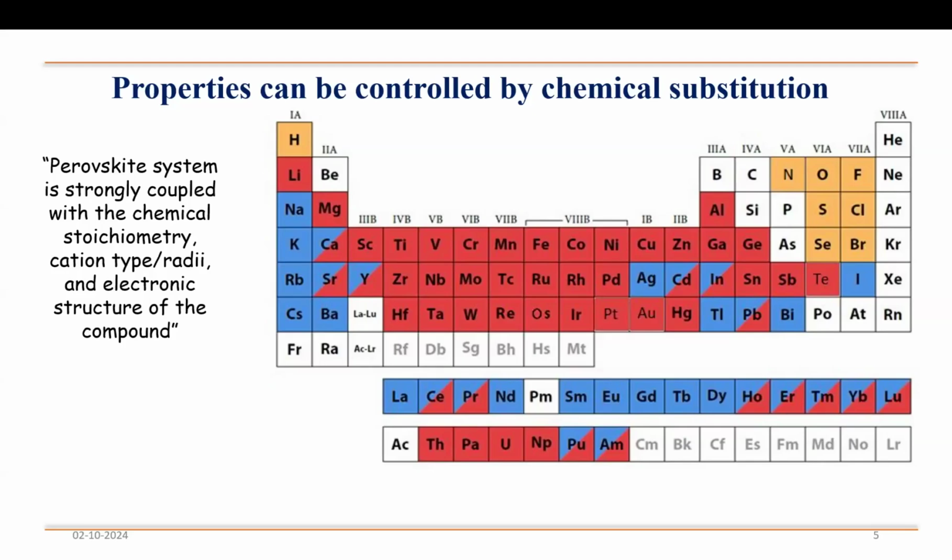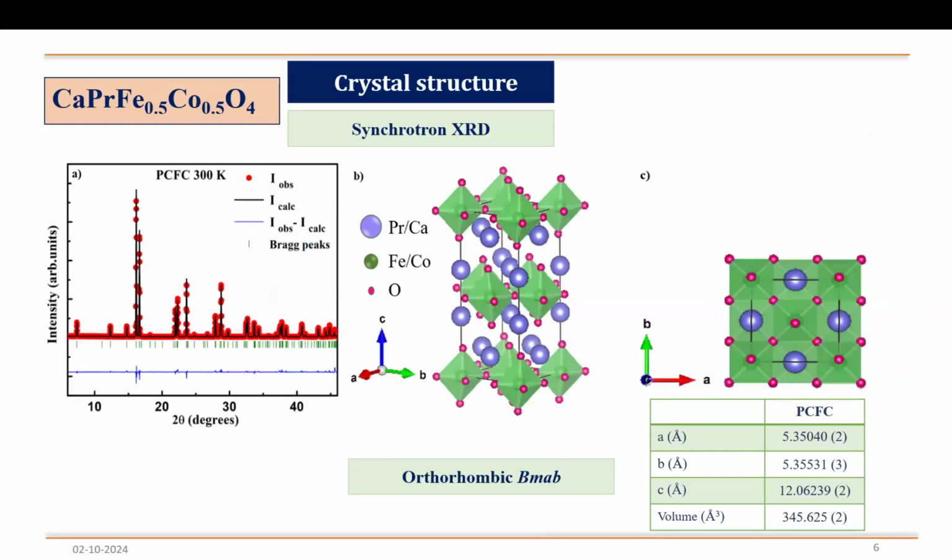So in the current work, at the A side, I have calcium and praseodymium, and at the B side, the magnetic ions, iron and cobalt are placed. The synchrotron X-ray diffraction profile is shown here. This was fitted using Rietveld refinement, and we could see that the system crystallizes in orthorhombic space group at room temperature. The crystal structure is shown here, and the a, b, c lattice parameters and volume values are also shown here.